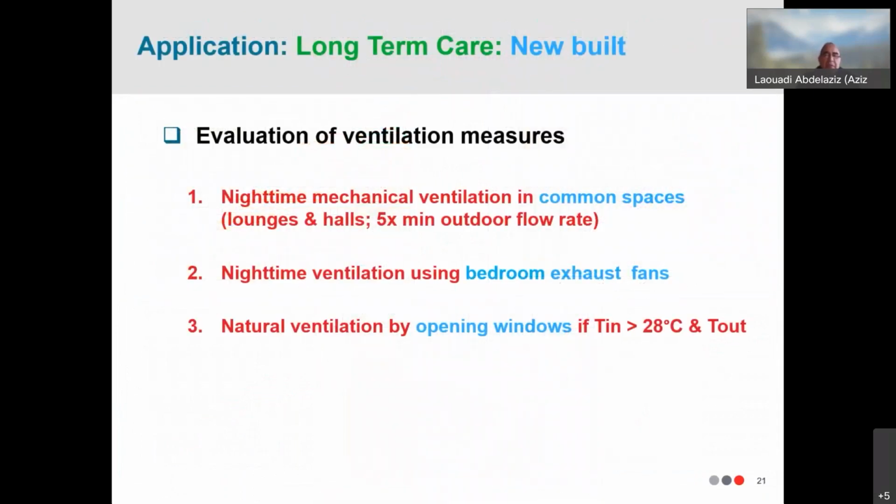So we have used this methodology and applied it to long-term care buildings with new construction to study some ventilation measures, namely nighttime mechanical ventilation in the common spaces like lounges and halls, where we increased the outdoor air flow rate to 5 times the minimum airflow rate required by existing standards. The second strategy is nighttime ventilation using bedroom exhaust fans. And the third one is natural ventilation by simply opening windows if the indoor temperature is higher than 28 degrees and higher than the outdoor temperature.